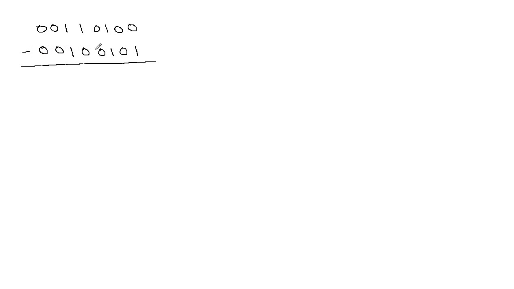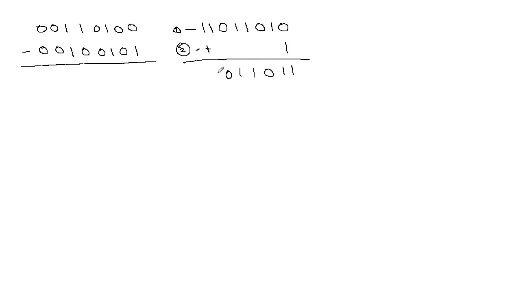First we have to negate all these digits into 1, 1, 0, 1, 1, 0, 1, 0. Okay, that's the first step. Second step, we add 1. Sorry, it's not right there, but we add it right here. So it will become 1, 1, 0, 1, 1, 0, 1, 1.